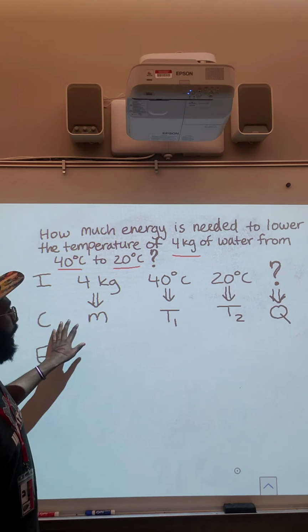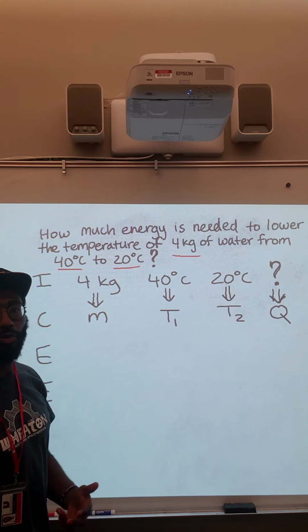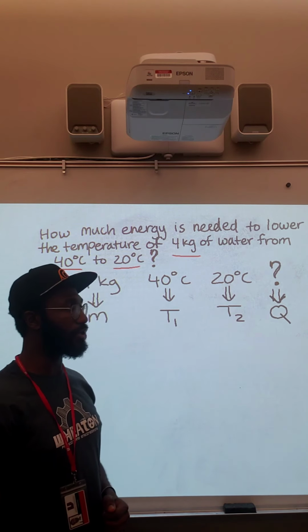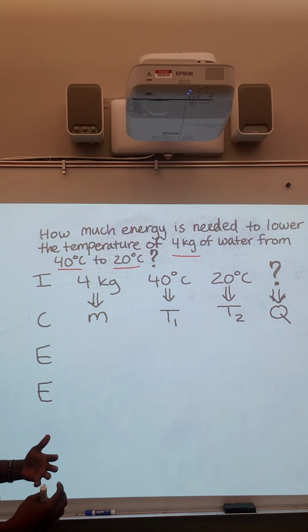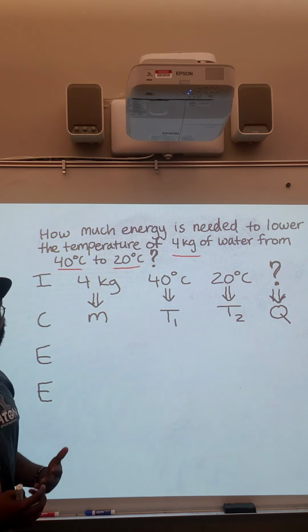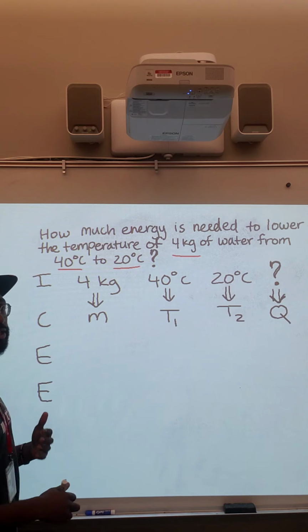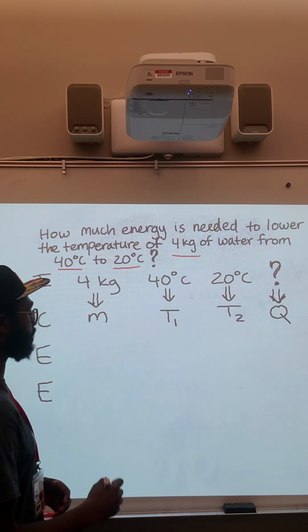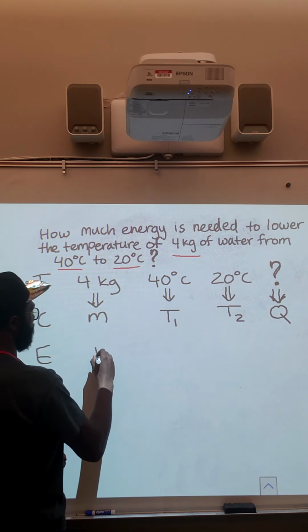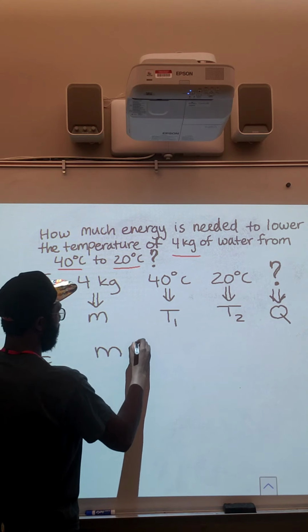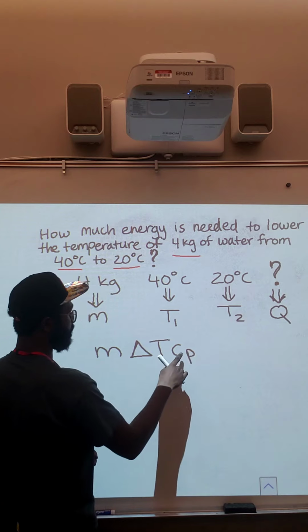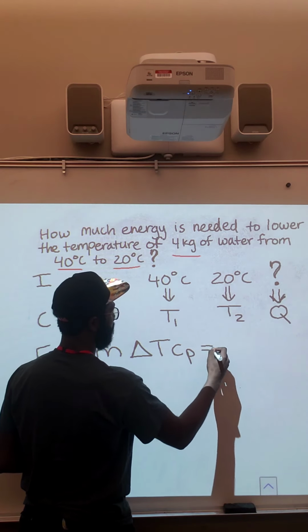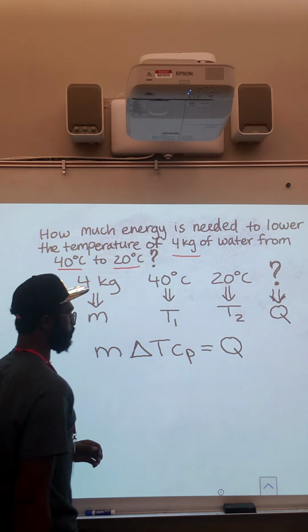Now we've got everything labeled so we can go ahead and choose our equation. Now, when we're calculating energy and heat energy, there's one equation that jumps out and comes to mind, and that is the specific heat capacity equation. So that is going to be M times delta T times the specific heat capacity of the material, Cp, equals our thermal energy.